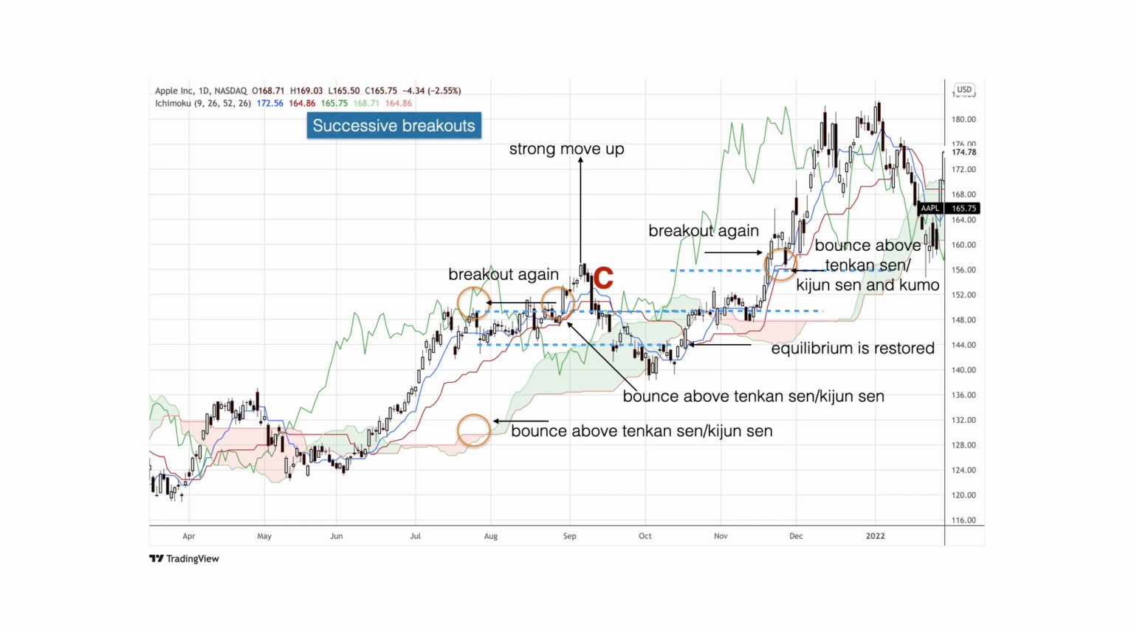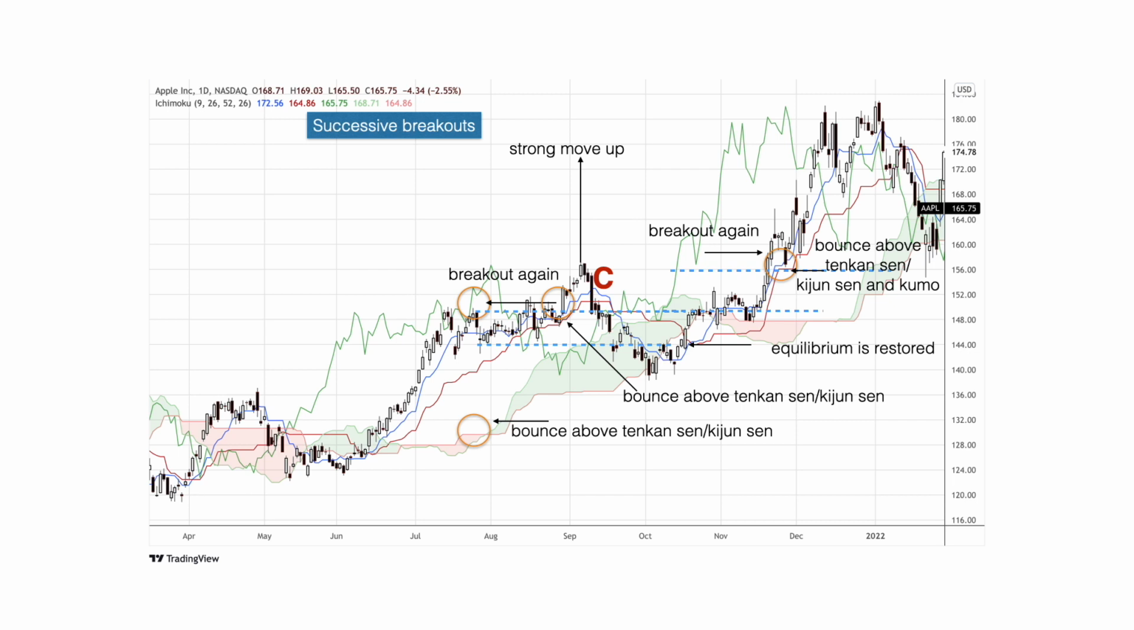The Tenkan-sen was drastically detached from the Kijunsen line. This is what we call the C pattern. Essentially, when price makes a strong upward movement, the Tenkan-sen tends to diverge from the Kijunsen line so that we get a gap in the shape of a letter C.